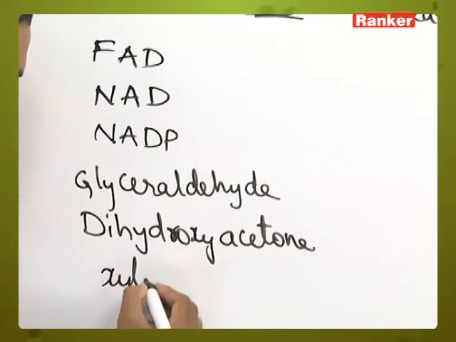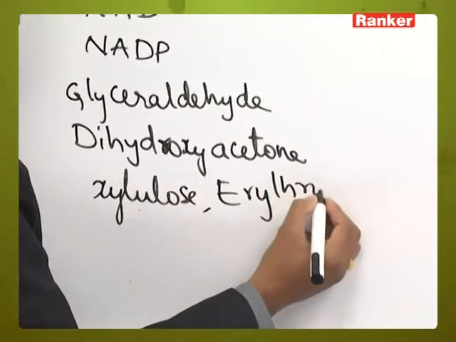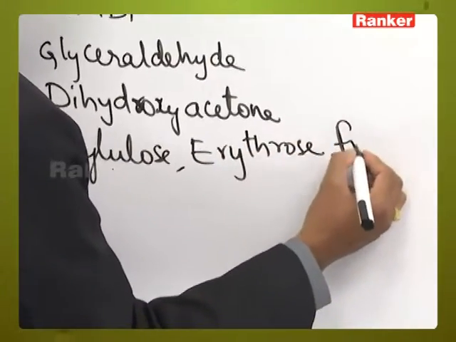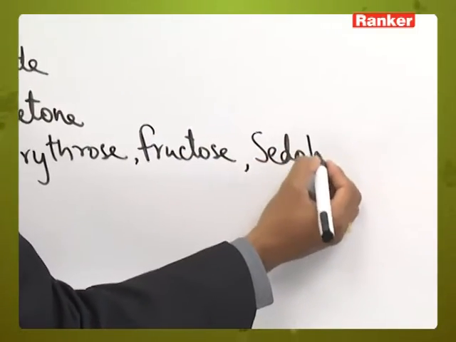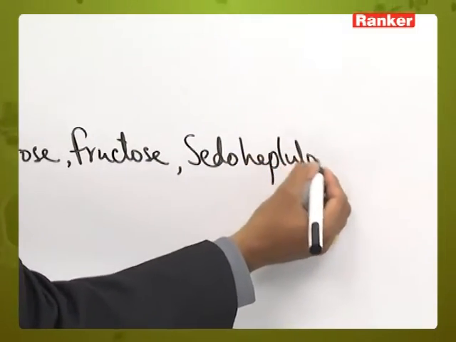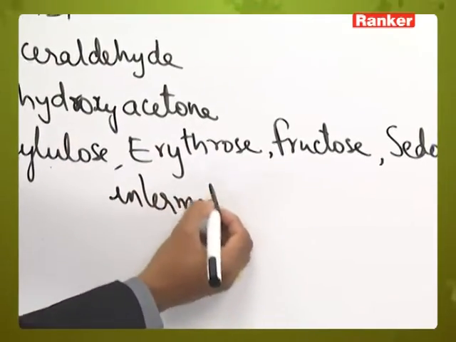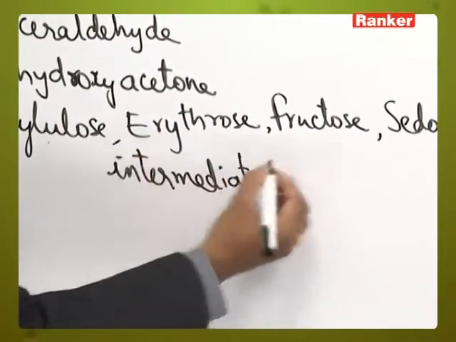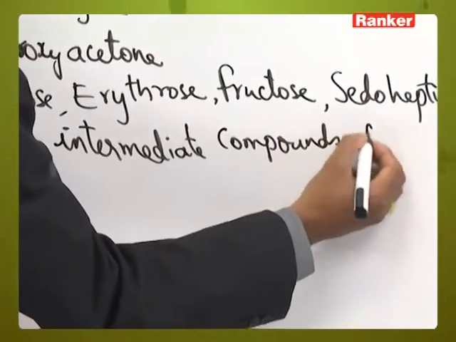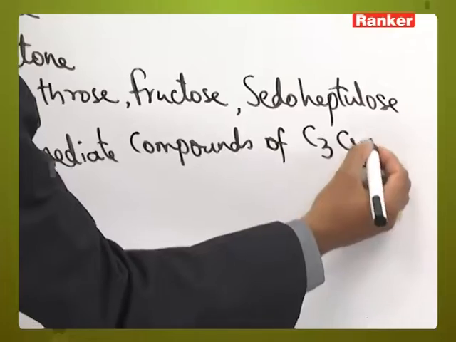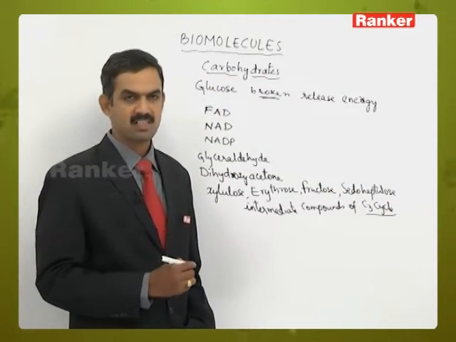Xylulose, erythrose, fructose, pseudoheptulose. All these are intermediate compounds formed in the C3 cycle, which takes place during carbon dioxide fixation in C3 plants.